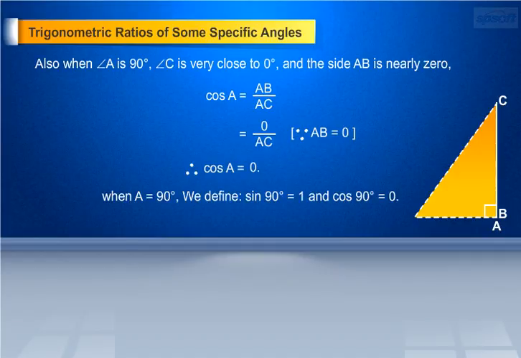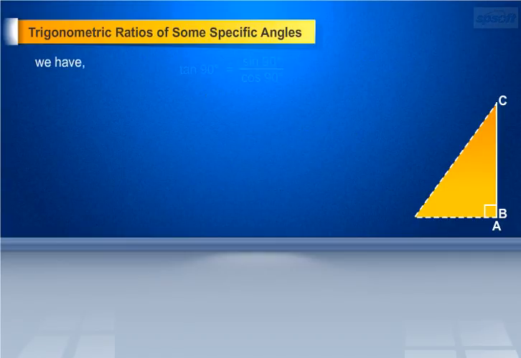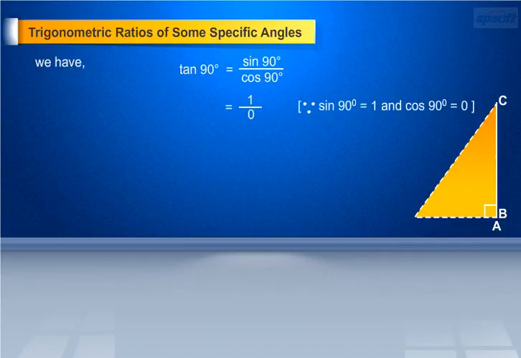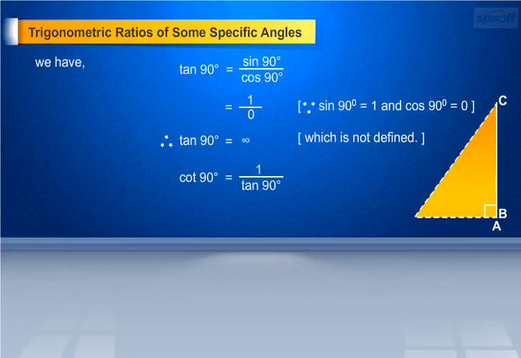Now let us find the other trigonometric ratios of angle of 90 degrees. We have tan 90 degree equals sin 90 degrees by cos 90 degrees. This is equal to 1 by 0, since sin 90 degree equals 1 and cos 90 degree equals 0. Therefore, tan 90 degree equals not defined. Cot 90 degree equals 1 by tan 90 degrees. We have tan 90 degree equals not defined. This is equal to 1 by 0. Therefore, cot 90 degree equals 0.